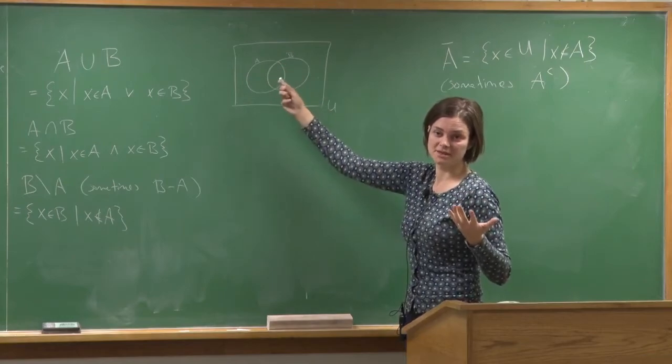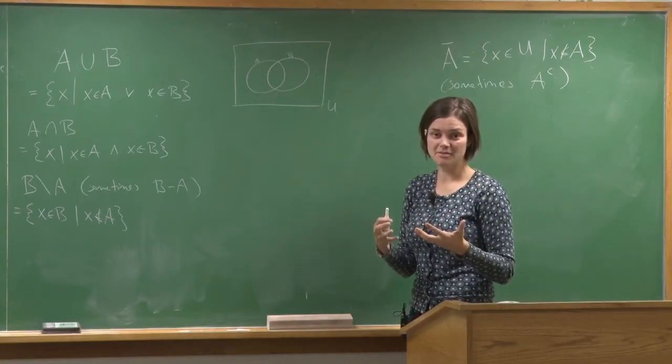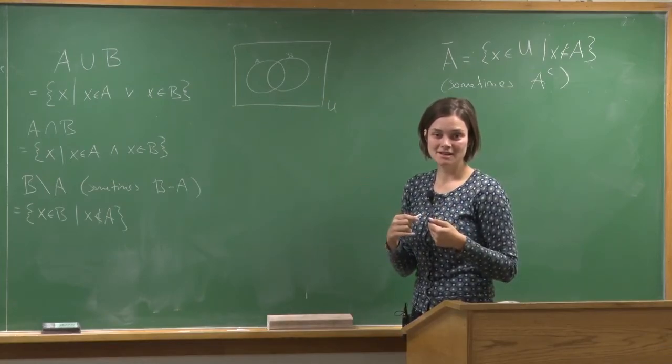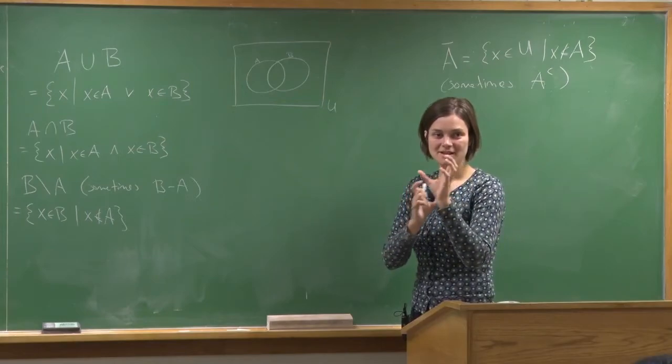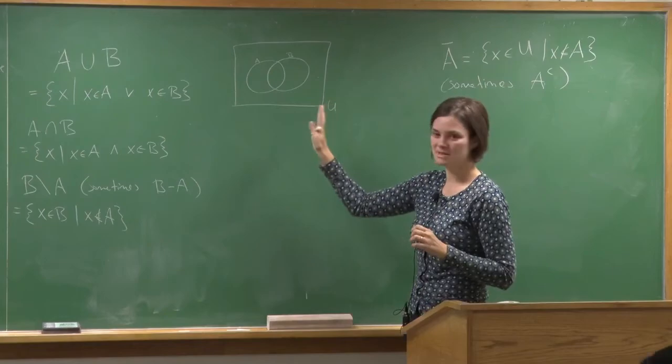Right? Those are the four options. So if I have n sets and I draw a Venn diagram, then it would need to have 2 to the n regions. You have to somehow draw it so that every possibility of set membership exists in there. So with 2, that's pretty easy.